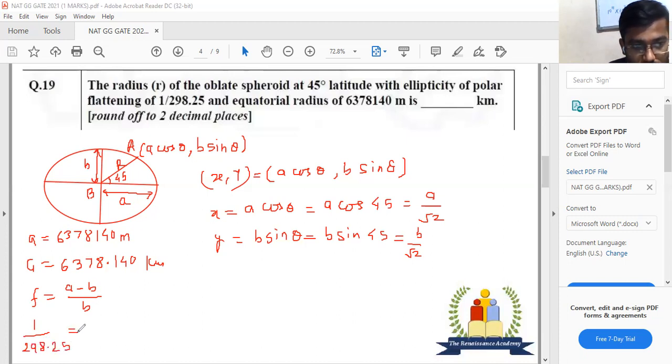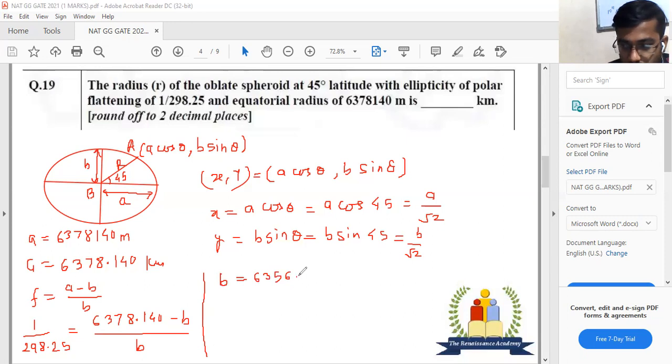298.25 equal to A, that is 6378.140 minus B, divided by B, that we need to calculate. Okay, so now you solve this, and you will get the value of B. So your B will come around 6356.82.